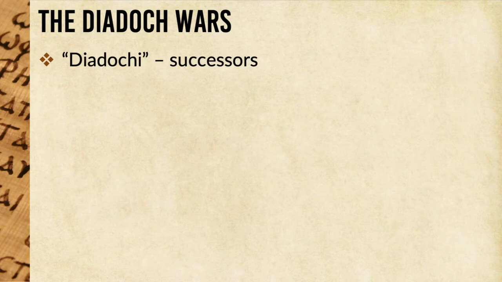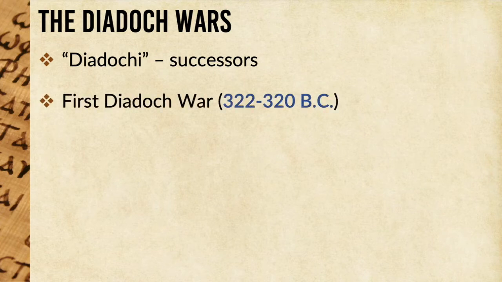The first of those wars is fought in 322 to 320 BC, and it is called the First Diadoch War. Not going to spend a lot of time talking about that. In fact, not going to say anything more about that, except to say that you see very, very quickly, I mean, Alexander dies in 323, and immediately in 322, we have war already going on.